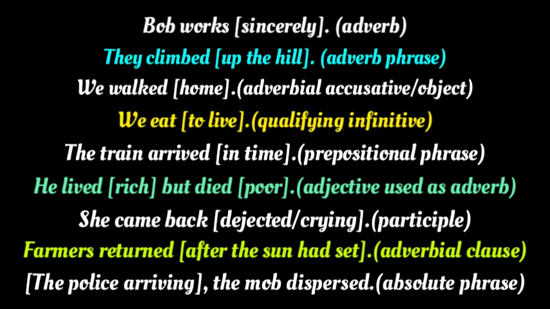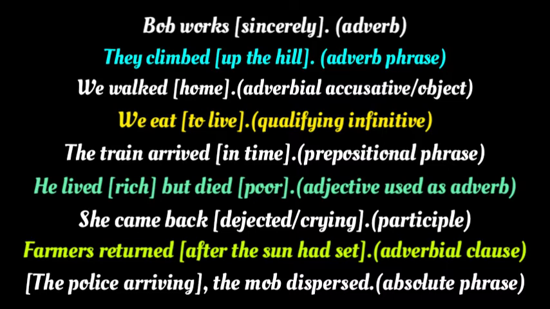In addition, a present or past participle may also be used as an adverbial adjunct in a sentence. Now look at the sentence, she came back dejected or crying. In this sentence, the past participle dejected and the present participle crying modify the verb came back. But in the next example, farmers returned after the sun had set. The subordinate clause after the sun had set modifies the verb returned by stating the time of the action. So in this sentence, after the sun had set is an adverbial clause that acts as an adverbial adjunct.